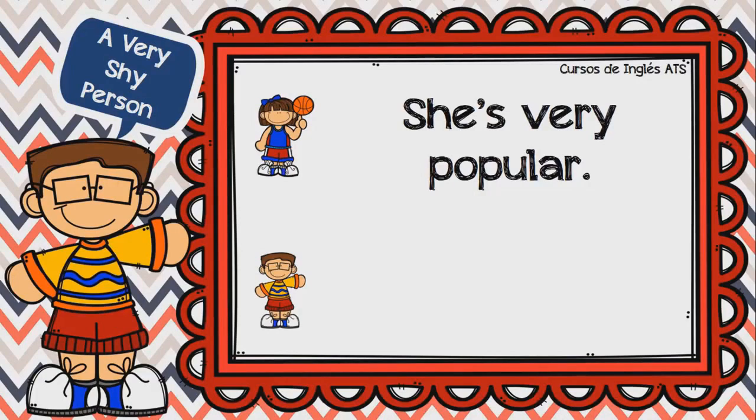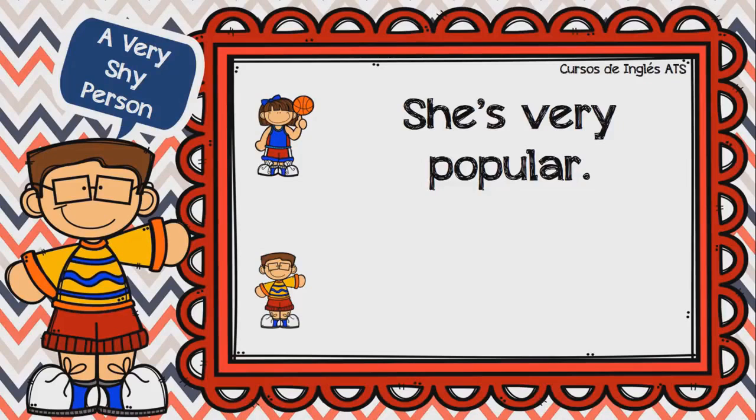But be careful. Here, we're not using the simple present. We're using the verb to be. Tienes que usar esta oración solo que de forma negativa. Pero aquí tienes que tener mucho cuidado. Porque en esta oración no estamos usando el simple present, sino que estamos usando el verb to be. She's very popular. She is very popular.